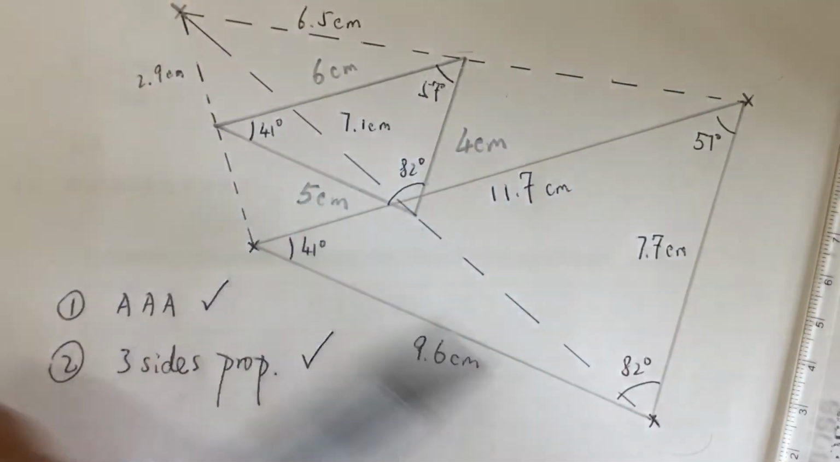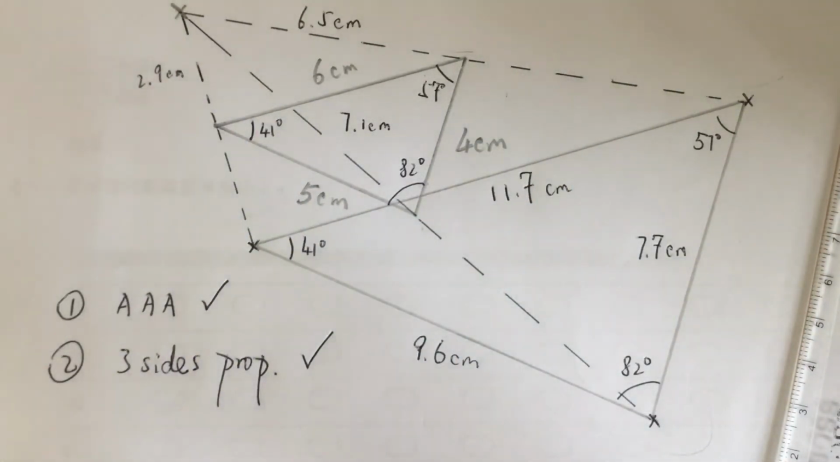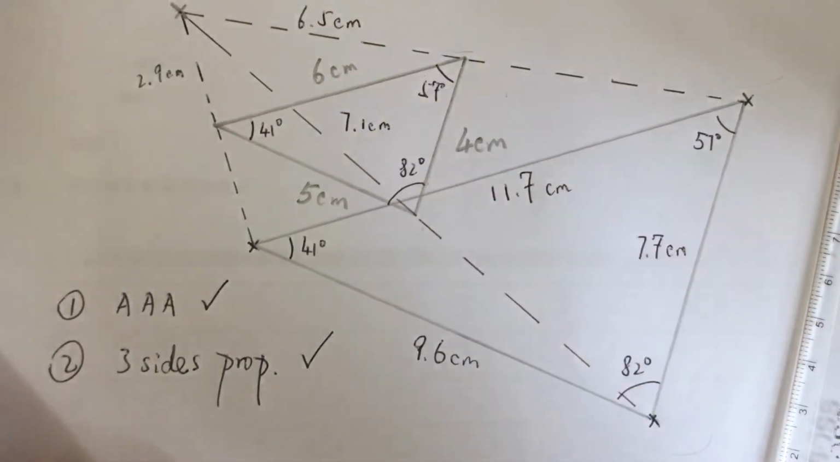This one is not clear, but you can use your calculator, or even you can do it by yourself, to check these three ratios are almost equal. So I think that 3 sides proportional is another way that you can prove that they are similar. Okay, now next.